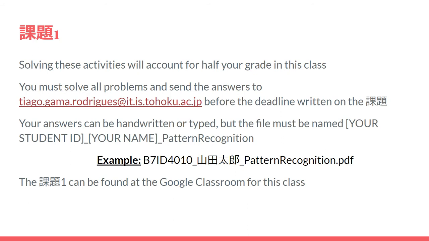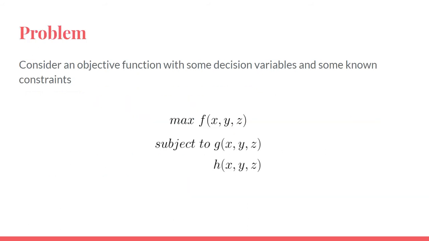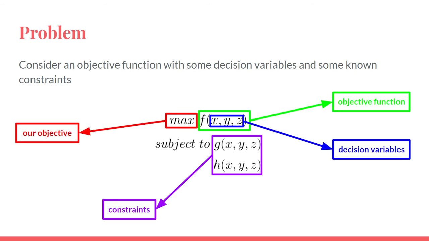Now on to our lecture. Consider a situation where we have an objective function and a set of constraints. This objective function here needs to be maximized, but it could also be a minimization problem. In this scenario, however, our objective is maximizing our objective function.